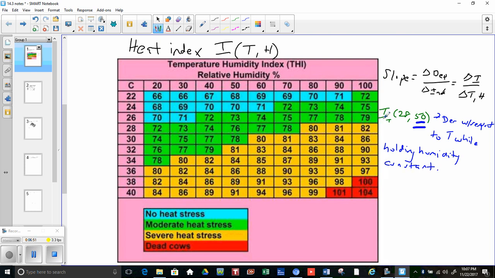Alright, so if I give you the dependent variable here, sub one of the independent variables, it means we're going to hold the other variable constant. We want to know what the derivative of the heat index is, or how the heat index changes with respect to temperature if we hold the other one, which in this case was just humidity, constant. So if we look at it at 28, so let's see here.